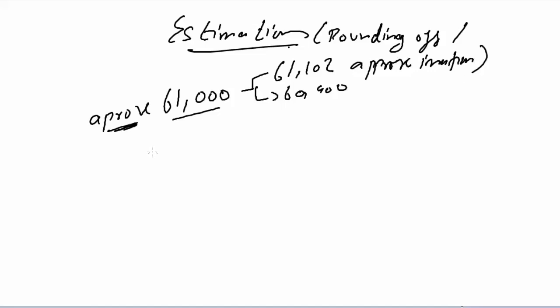So what are the ways of doing estimation? Let us learn. There are 3 methods in which estimation could be done. The first method is approximating it to the nearest tens. So let us see what that is. The first method is estimating to the nearest tens number.